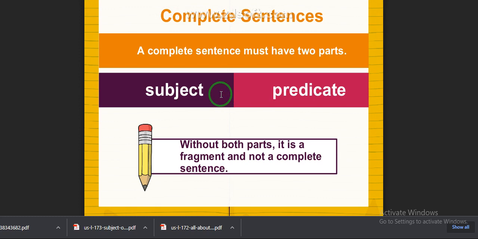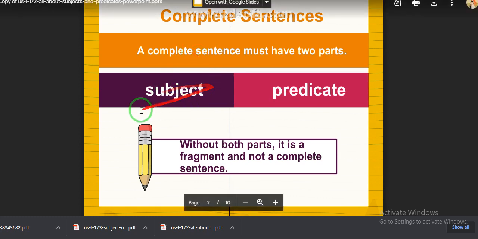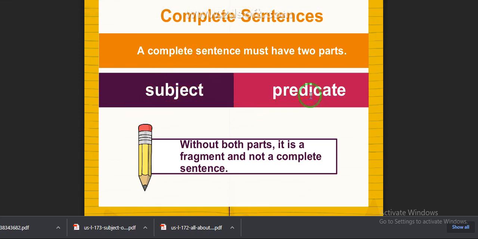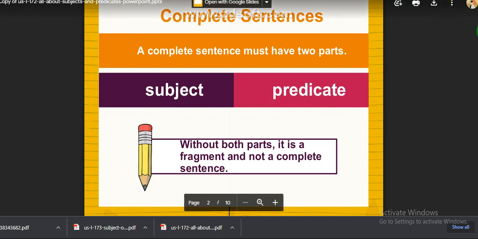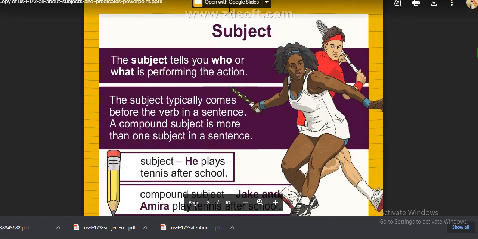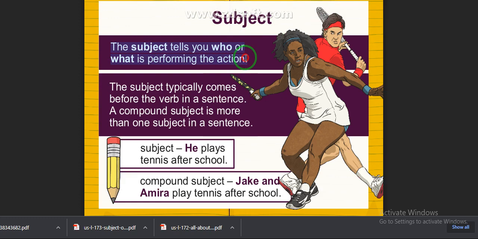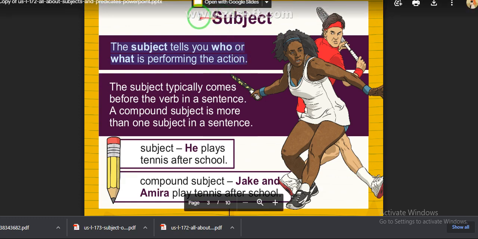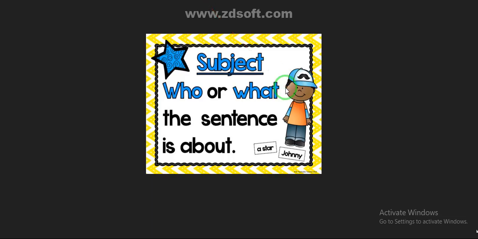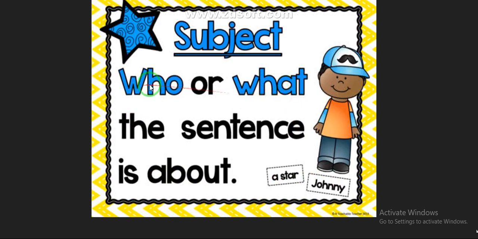So now I'm going to explain what is a subject and what is a predicate. Do you remember the meaning of subject and predicate? Do you remember I explained it last time? Okay, the subject. The subject tells you who or what is performing the action. What do I mean by that? The subject tells you who is doing the action. So the subject is who or what the sentence is about.